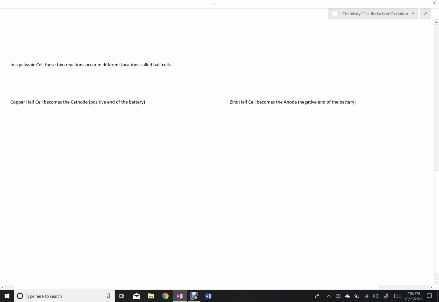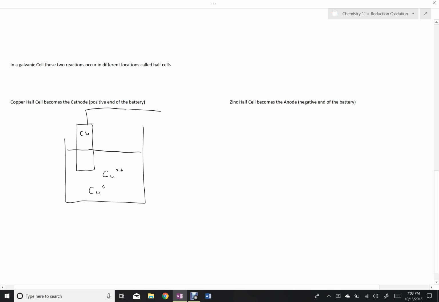In a galvanic cell, we have these two reactions happen in different locations. We call each of these locations a half cell. So copper's half cell would have a piece of copper sitting in the liquid. It'd be attached to a wire. And within the liquid, which we would call an electrolyte, there would be copper ions. There'd have to be some sort of anion to go with it, like sulfate or something like that. So they'd be floating around and there'd be this piece of copper sitting in the liquid.